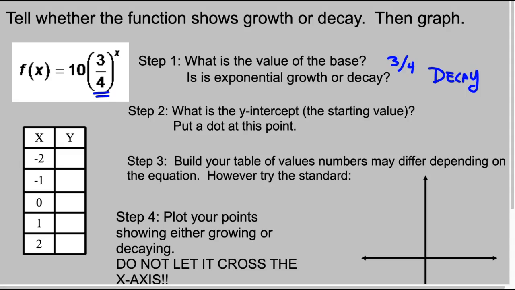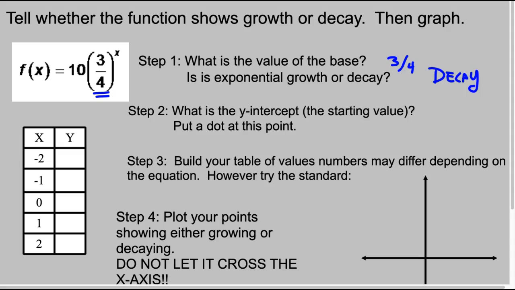Think about an easier value besides 3/4. What if it's 1/2? What's 1/2 times a half? A fourth. It's getting smaller. What's a half times a half times a half? 1/8. It's getting even smaller. So if you have a number between 0 and 1 that's the base, then it's going to be decay.